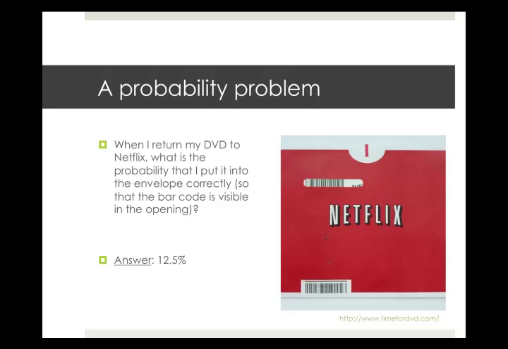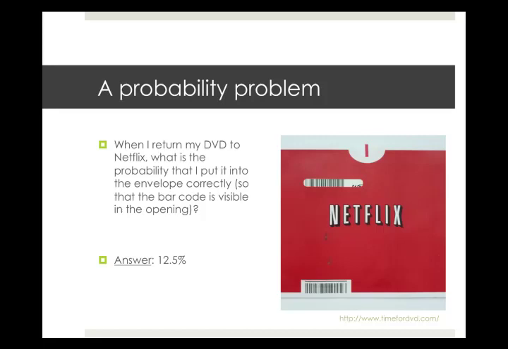Well, that meant I was actually successful in doing what Netflix would like me to do. I've stuck the inner envelope, the square envelope, inside the big envelope so that the barcode was visible. But it's very easy, if I'm careless, actually to do this incorrectly. In other words, to take the inner envelope, which is a square, and shove it in the big envelope so that the barcode isn't showing. In fact, here's the problem that I want to ask. Suppose I take this inner envelope, which is a square, and I just carelessly, at random, put it inside the outer envelope. What's the probability that I did it correctly?